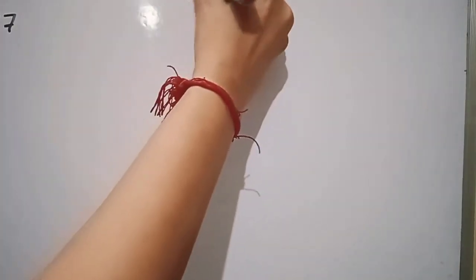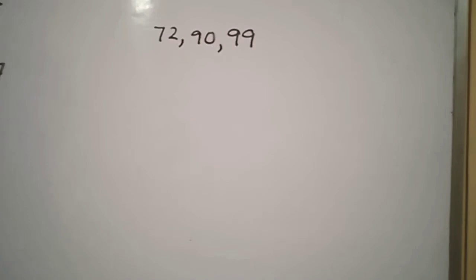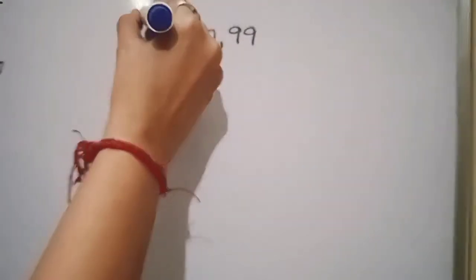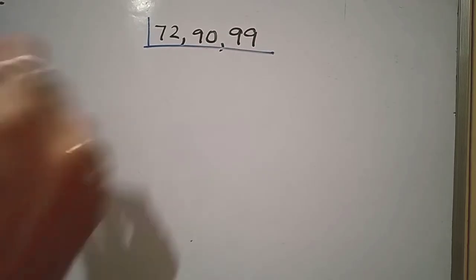The first question was 72, 90 and 99. We have to find the HCF of these three numbers. We will use the last method that we have learned. I am trying to divide these three numbers using only one number. As I can see, 9 can divide 72, 90 and 99, and 3 can also divide. So I'm just doing it with 3.